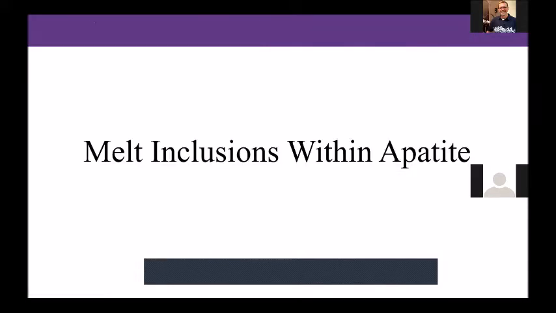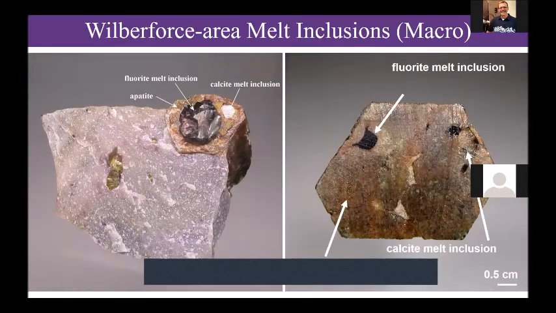So now let's talk about some of my work with the melt inclusions in apatite crystals. This includes not only the circular occurrence apatite, but also apatite from the Dwyer mine. So here's an example of macro scale melt inclusions within apatite crystals from the Wilberforce area.